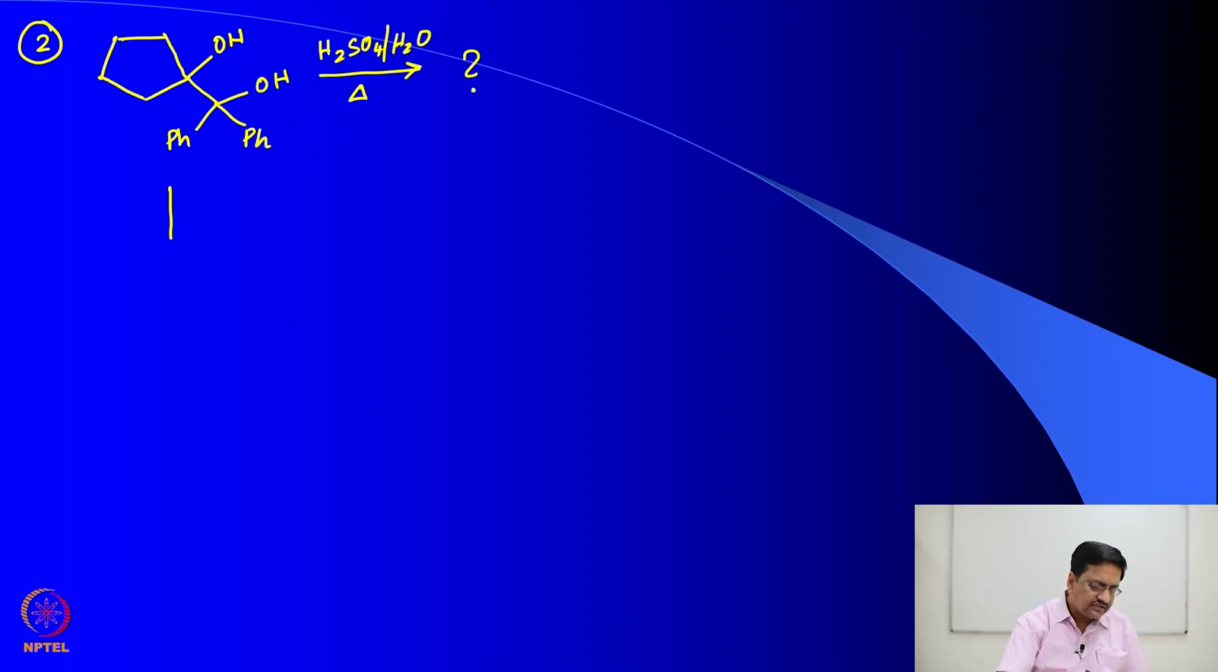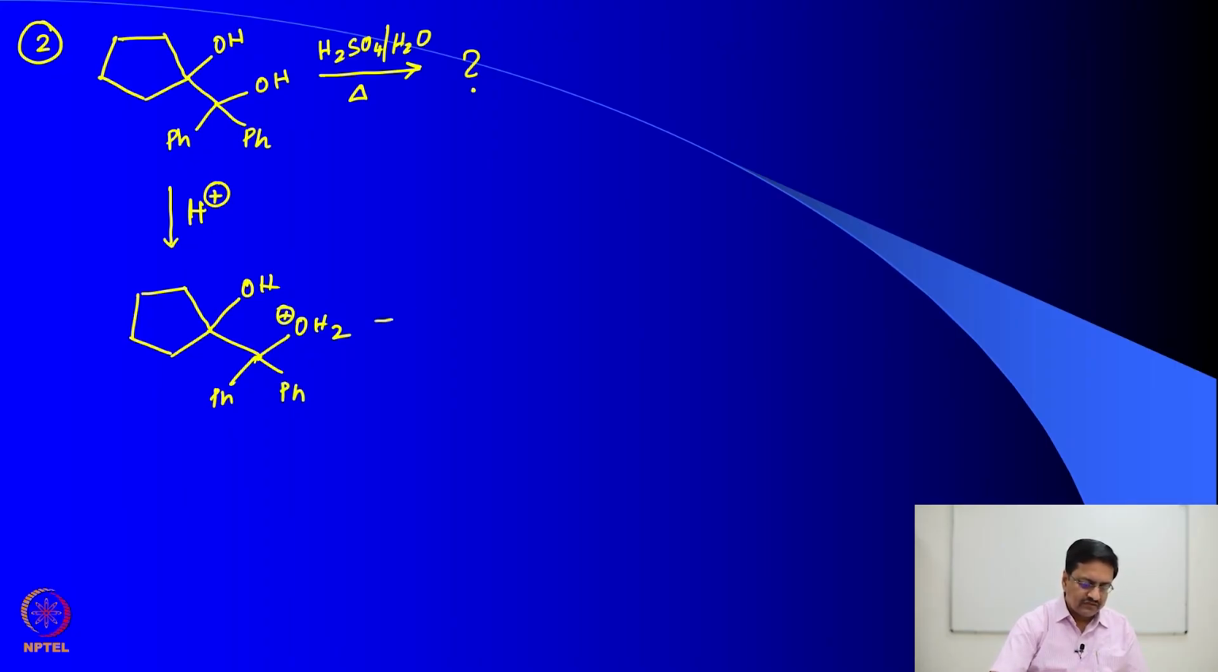The first step of this reaction, as usual, is addition of H plus. If the addition of proton takes place in the OH group outside, it will form this protonated molecule. In the second step, when a water molecule is eliminated, it forms a carbocation.